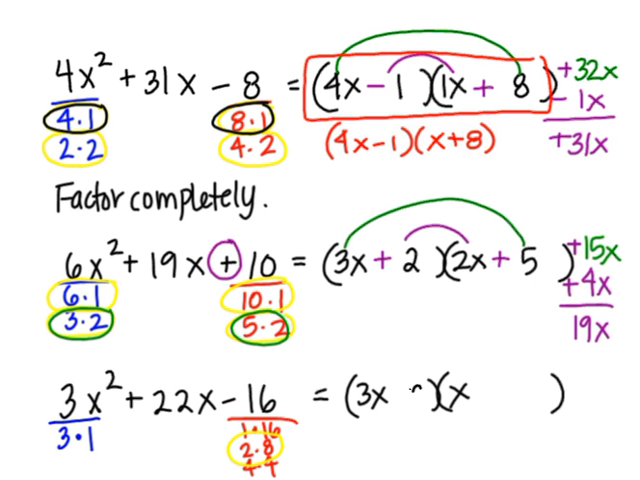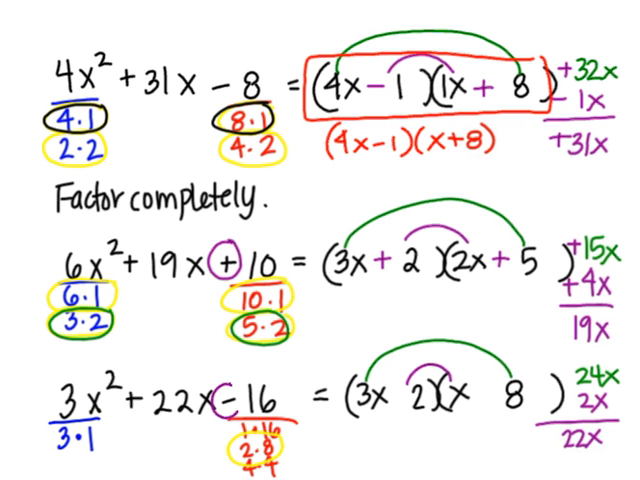So I'm going to put my 2 in the front and my 8 in the back, and we're going to try it. So when I make my rainbows, I get a 24x from the outer term, and I get a 2x from the inner term. And when I simplify those, that gives me a 22x, which is what I'm looking for. But that's a 22x if my signs are different. And since it ends with a negative, my signs are different.